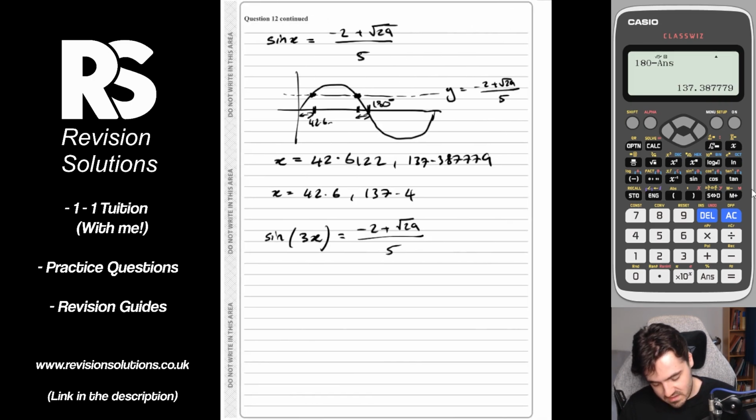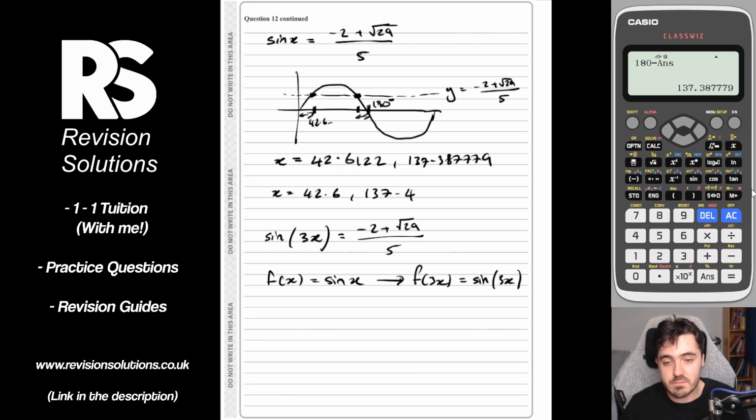So first thing is, how does a sine 3x graph differ from a sine x graph? Well, it's a stretch. If we said f of x was sine x, that would mean f of 3x is sine of 3x, which means the graph has been stretched by a scale factor of a third, so squished, effectively. So if the graph normally repeats every 360 degrees, divide that by 3, that's how often it's going to repeat now. So 360 divided by 3, that is 120 degrees.